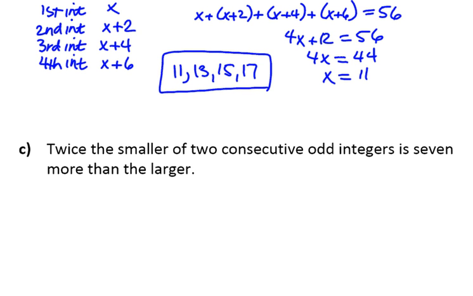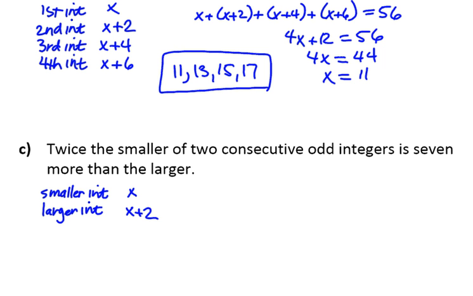C, a little bit different. It says twice the smaller of 2 consecutive odd integers is 7 more than the larger. So this time, since they refer to it in terms of smaller and larger, rather than saying first and second, I'm going to put smaller integer and larger integer. The small one's going to be the x, and because they're consecutive odd integers, the larger one's going to be x plus 2, so x and x plus 2.